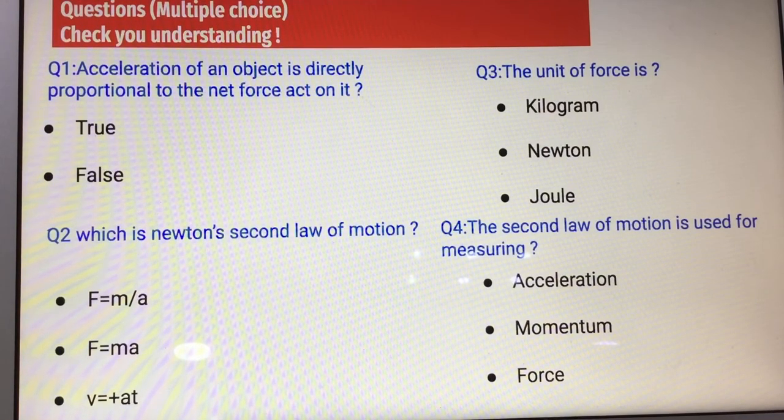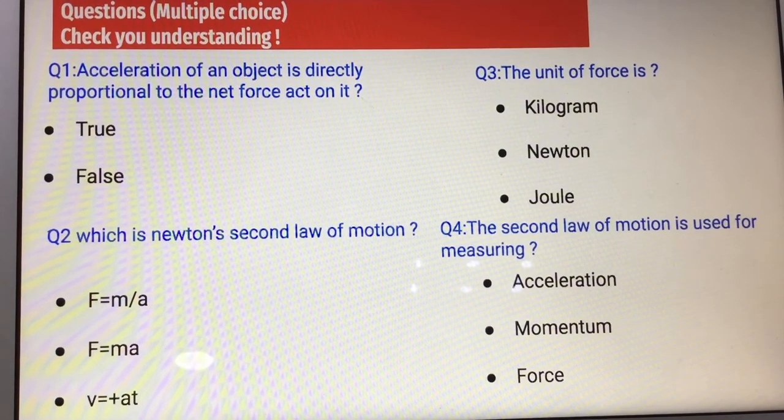Now let's check your understanding by doing some multiple choice questions. Trust me, those questions are really helpful for you and they're really simple to practice from. Let's see the first question. The first question says, the acceleration of an object is directly proportional to the net force acting on it. Is it true or false? What do you think? The answer is false.